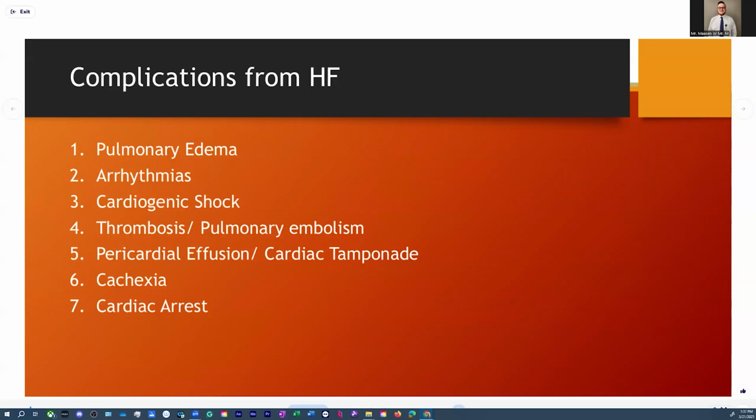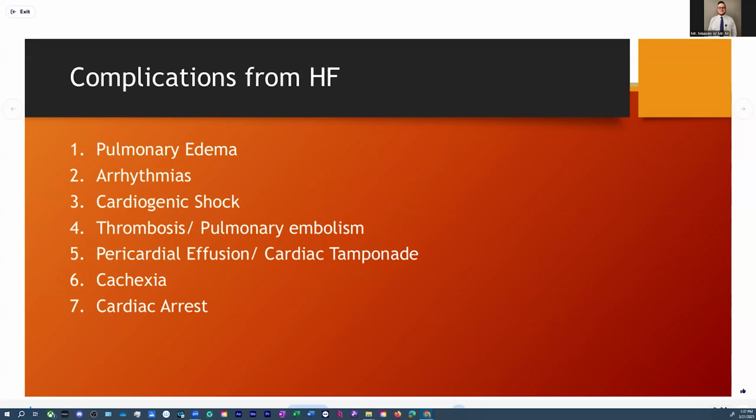But so, general complications. Pulmonary edema is a big one. Fluid in the lungs is going to equal breathing issues and potentially cardiopulmonary arrest. Arrhythmias are a problem. Cardiogenic shock is basically fluid volume not getting where it needs to be. So organs start to shut down, like kidneys start to shut down because they're not getting the blood volume they need. Liver starts to shut down. And that turns us into a shock.